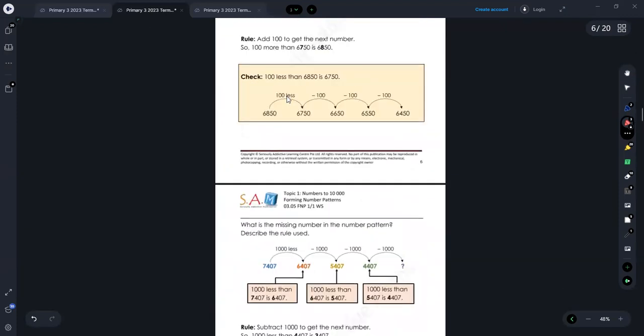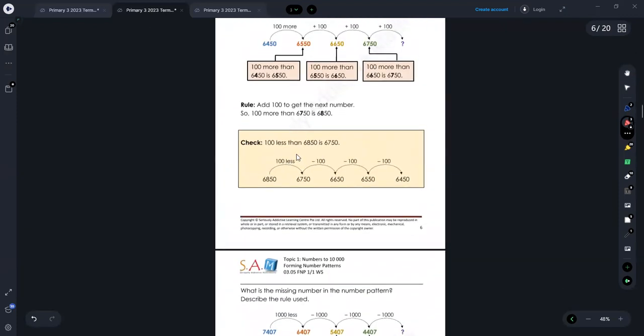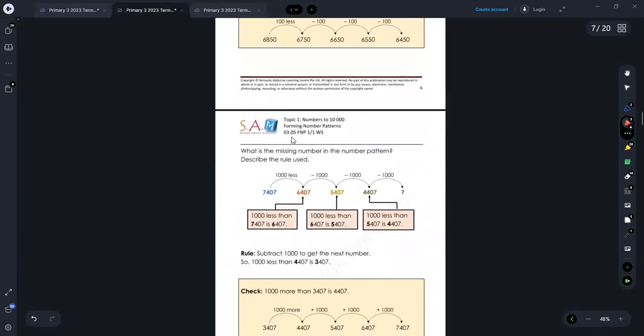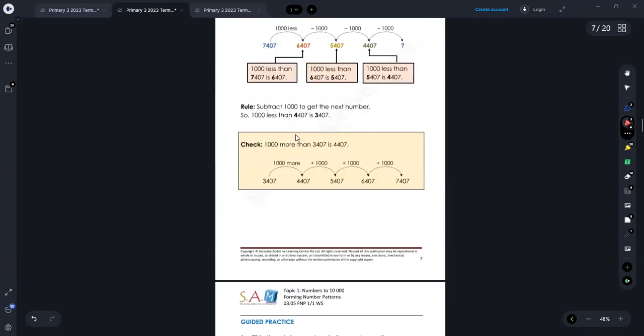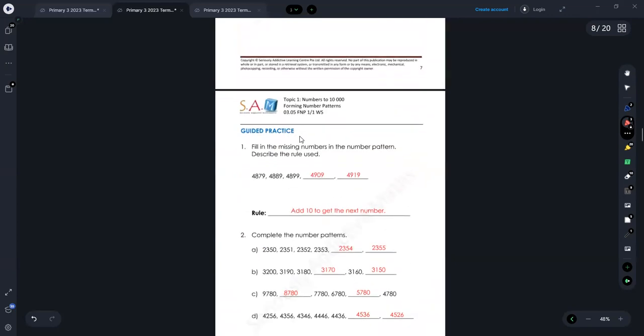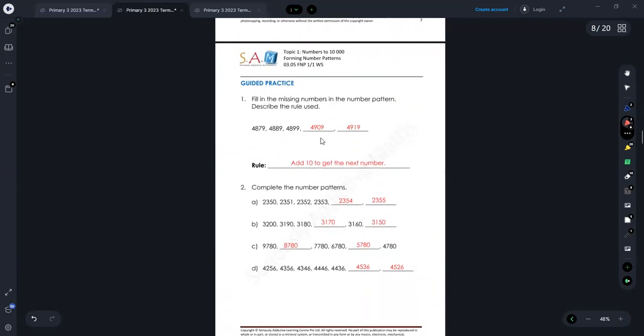Okay, all right. So I would not worry about the checking part, right? So we don't have to do the checking part. So just quickly take them through this and get them to do questions like this one instead, right? Guided practice, you might want to start. So ask them to do this, right? How do you get from 4879 to 4889? Some students will be able to immediately tell you it's plus 10, right? If they don't know, then you have to teach them how to do it.